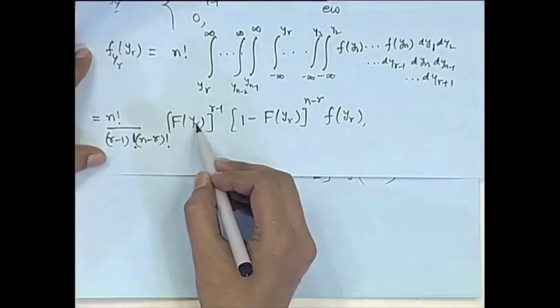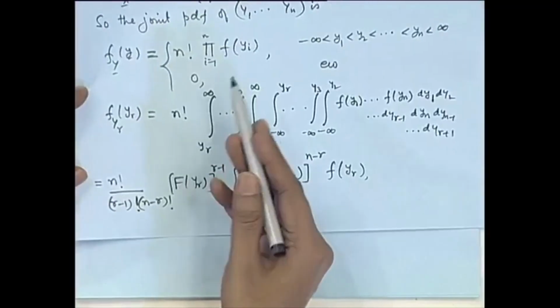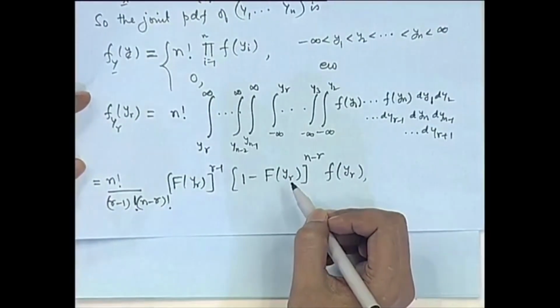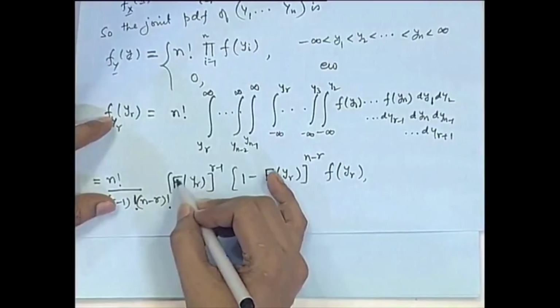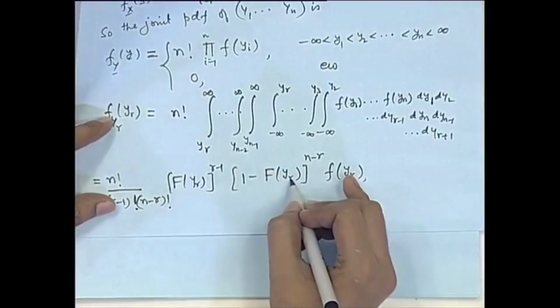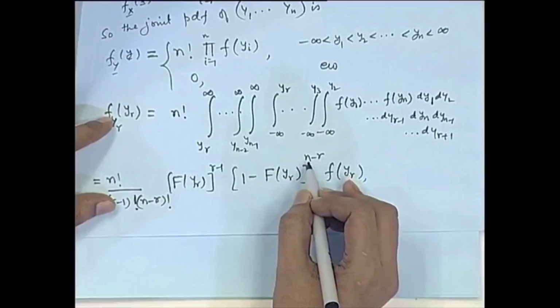In the particular case, suppose the random variables are uniformly distributed on the interval 0 1, then this will become y r to the power r minus 1, this will become 1 minus y r to the power n minus r, which is nothing but a beta distribution. So, that is one of the origins, or you can say applications, of the beta distribution.